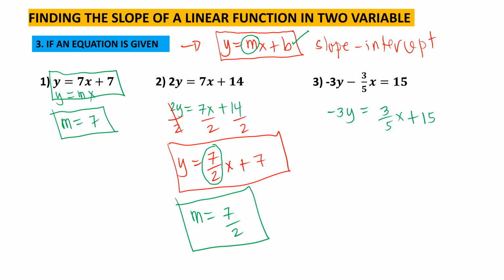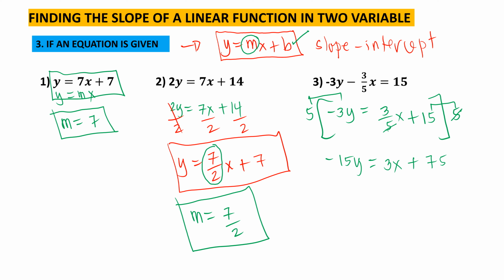But remember guys, I am sure that we need to isolate first the 5 as our denominator. So to isolate the 5 there, we will be multiplying both sides by 5. So this will become negative 15y, and then the 3 times 5 is 15 over 5. So this could be cancelled. Thus this will be 3x, and then 5 times 15 is equal to 75.